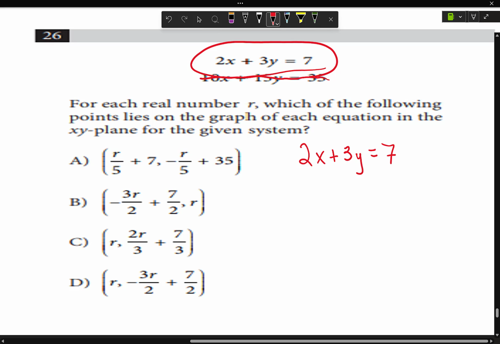And you'll notice all of these answers are xy ordered pairs. So I'm going to do that for this problem. I'm going to start by solving it for x. So to solve it for x, I'm going to subtract 3y from both sides. Always writing the term with the variable first, and then divide everything by 2.